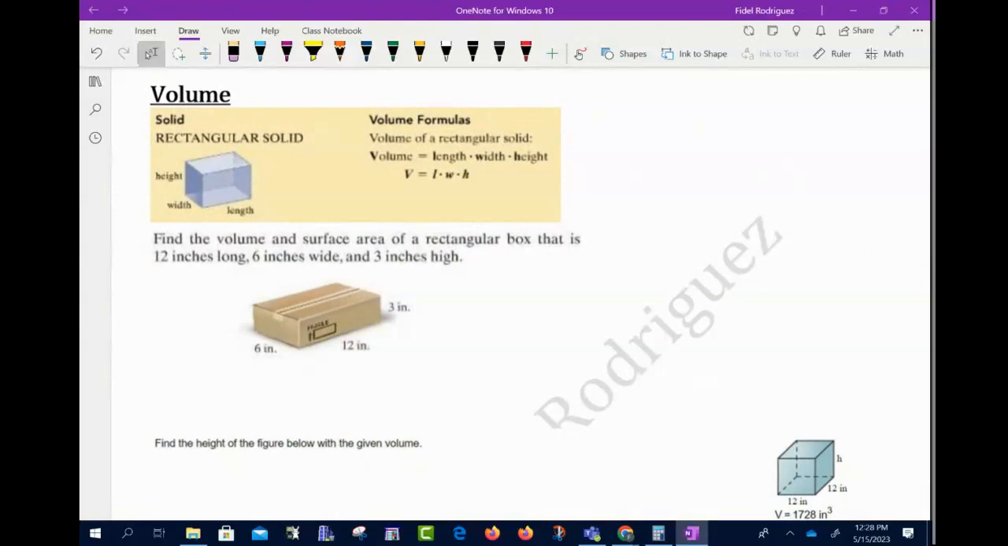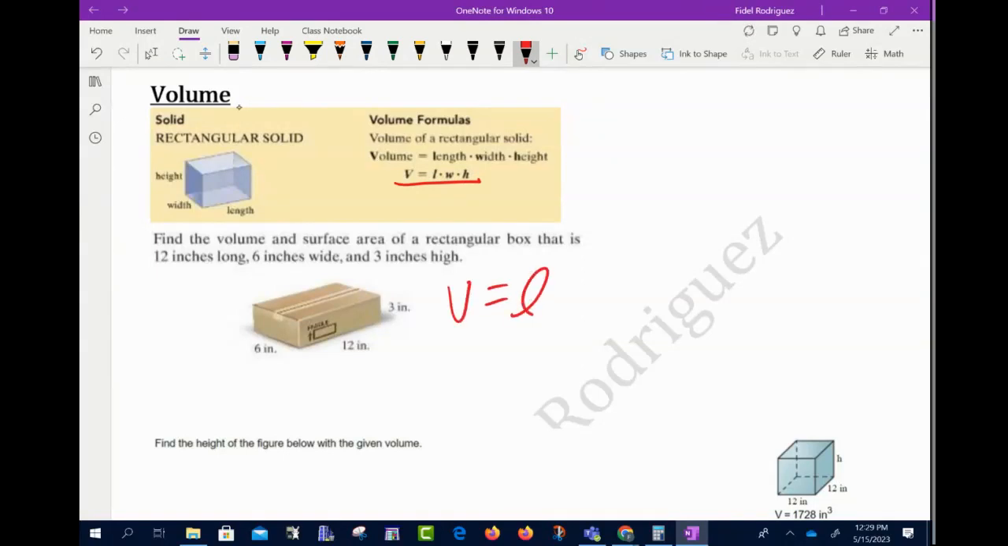Volume. Okay, guys, we're almost done. I know it's been a lot. If you got to stretch your legs, get up, go to the bathroom, whatever, go ahead, but we're almost done here. Okay, volume, y'all. Let's take a look at volume. Find the volume and the surface area of a rectangular box that's 12 inches long, 6 inches wide, 3 inches high.